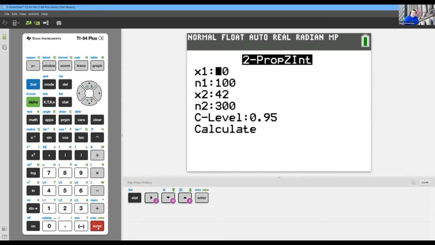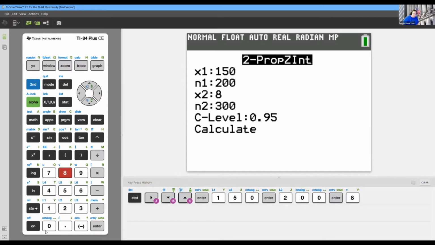So when I hit that, it asks me a lot of questions. So X1, how many people were in the first test that we got better? 150. How many were in the first sample? 200. You see I'm typing in the numbers. Second sample, there was 80 people got better. Out of 100 who were in that group.